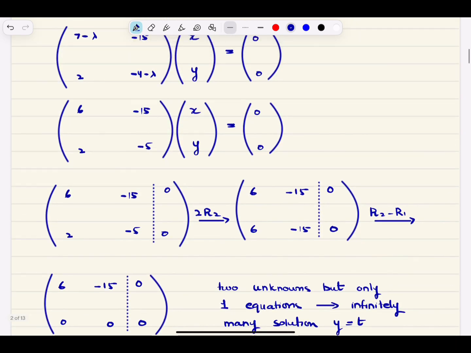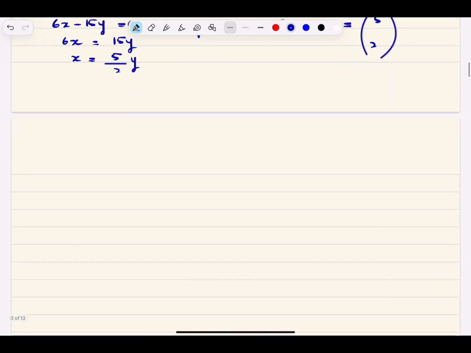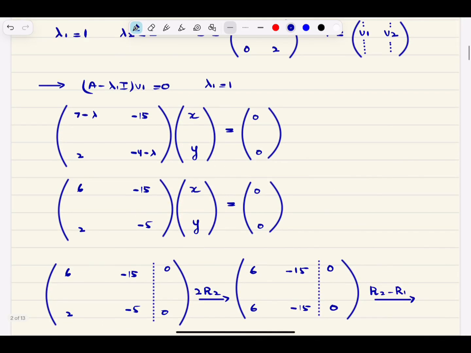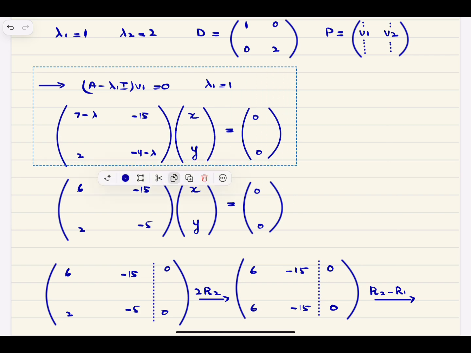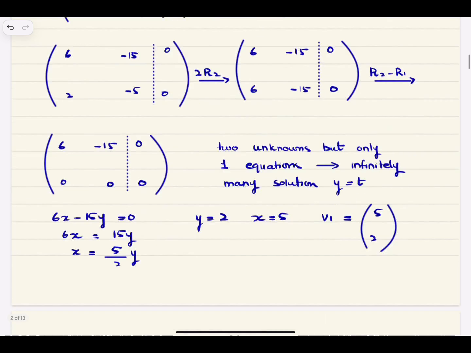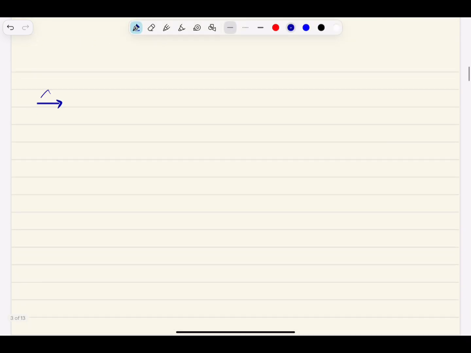Now let's find the second eigenvector. It's going to be the solution to this, however for the value lambda 2 equals 2. So let's do that.